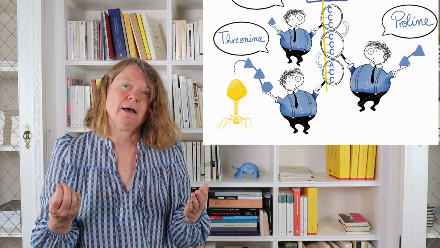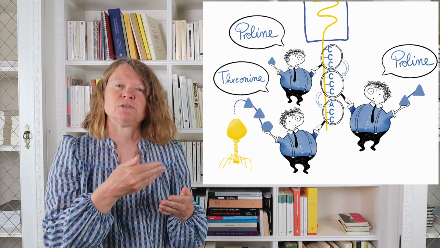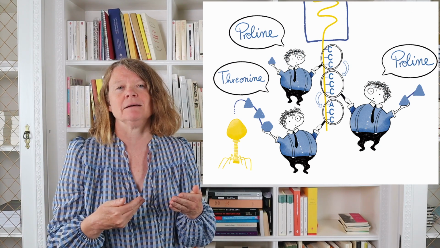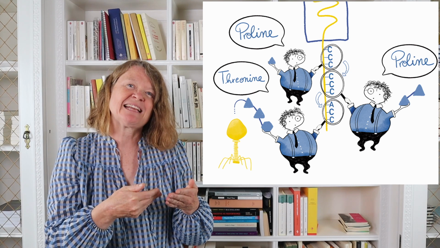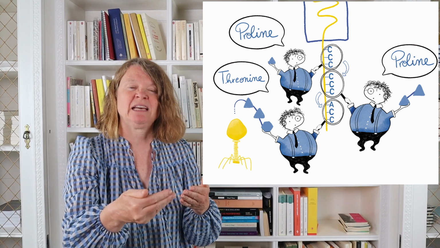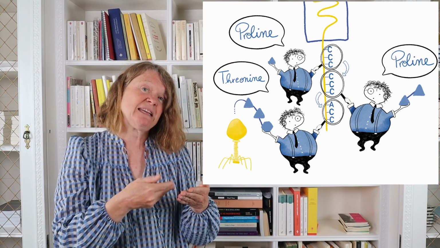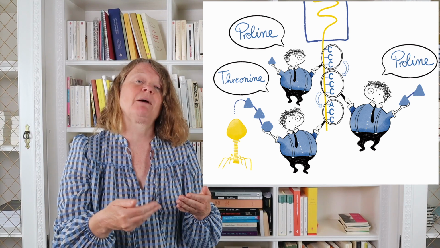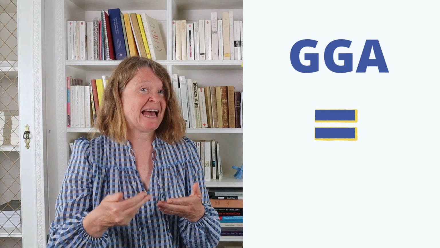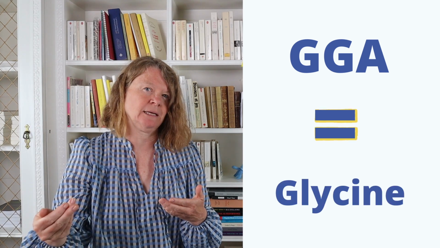So when the message arrives, it's going to read the letters three at a time. And each of the three letters corresponds to a single amino acid. So by reading the three letters, it can decide which amino acid to add next. For example, the three letters GGA tell the ribosome that the next amino acid to add to this chain is glycine.